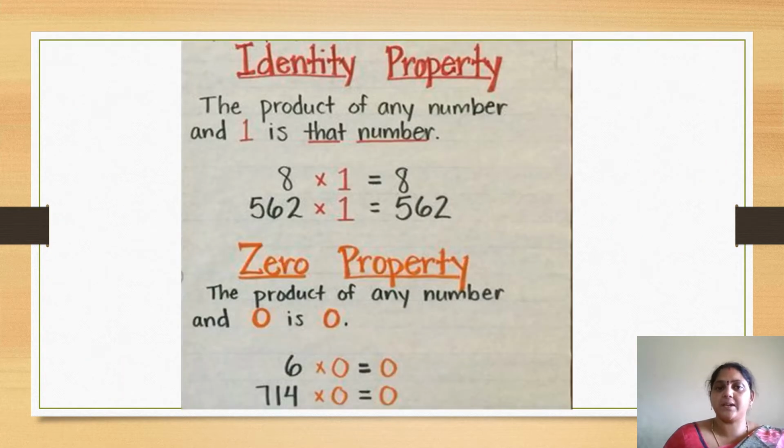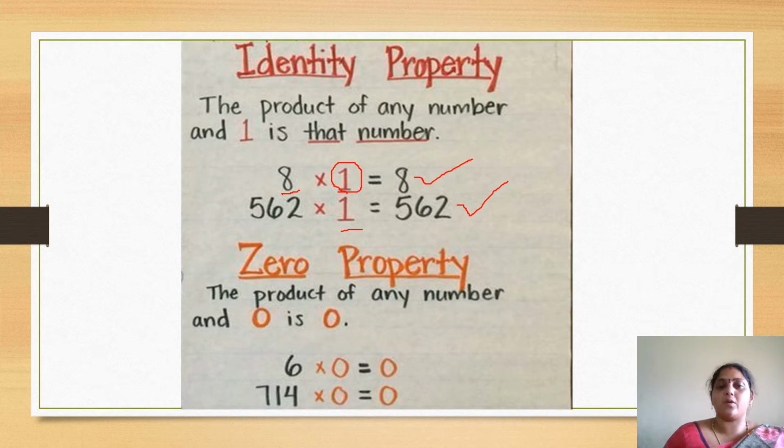Now our next one is identity property. Identity property: the product of any number and 1 is the number itself. Suppose my multiplicand is 8 and I multiply it by 1. So what is my answer? It is 8 itself. When we multiply any number with 1, we will get the number itself as the answer. That is called identity property.